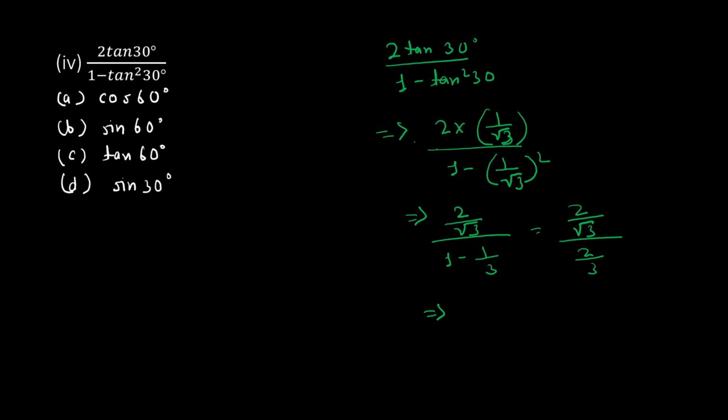Now it comes out as 3 times 2 is 6, 6 by 2 root 3, and 2 threes are 6. It comes out as 3 by root 3. Now we will rationalize it. So root 3 upon root 3. It comes out as 3 root 3 upon 3. 3 and 3 cancel out. Finally it comes out as root 3.